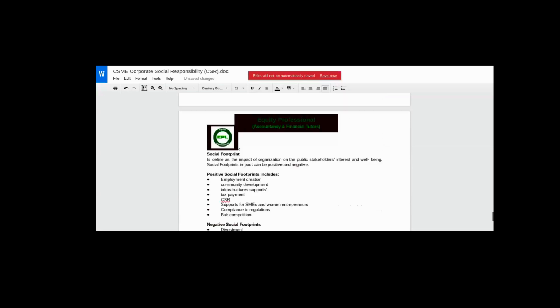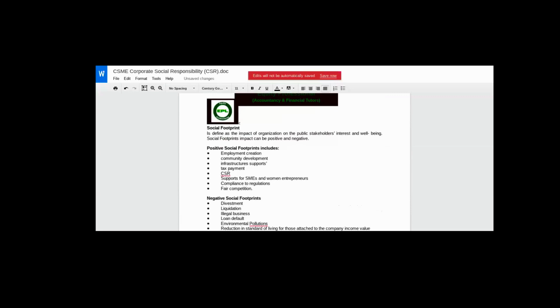So lastly for today is what we call social footprint. I've mentioned this about 2 or 3 times in the course of our lecture. Social footprint just means the evaluation of the significant impact of the organization on the public stakeholders' interests and well-being. So with social footprint, we are saying, what is the impact of your company? What are your contributions to the society? What are your contributions to the shareholders and the stakeholders or the public generally? That's what we call social footprint.